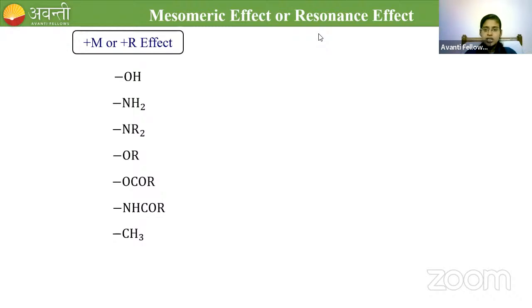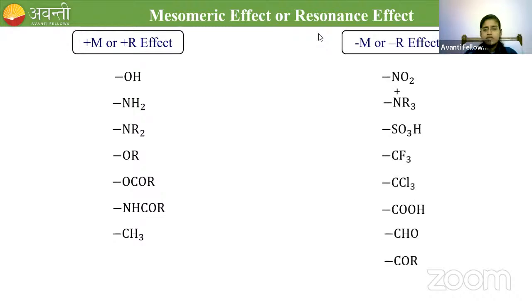So now here I am giving you the list of plus R and minus R groups. Just take it down. Very important list it is. Minus R means NO2 containing compound. Just now we have seen NR3, sulfonic acid, CF3. Because of 3 fluorine, it will act as electron withdrawing. And here also chlorine. Chlorine is also electronegative, so because of chlorine, it will act as electron withdrawing. And here carboxylic acid, aldehyde, and ketone. So all these compounds will act as an electron withdrawing group or minus R group, and the other way around, here all of them are electron donating groups or plus R groups.